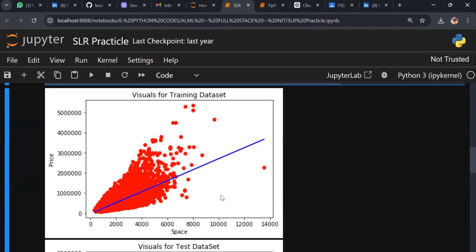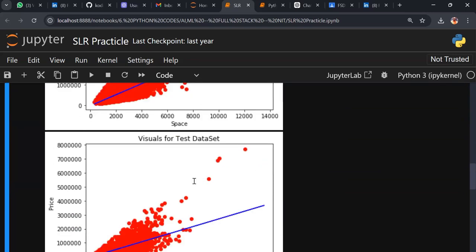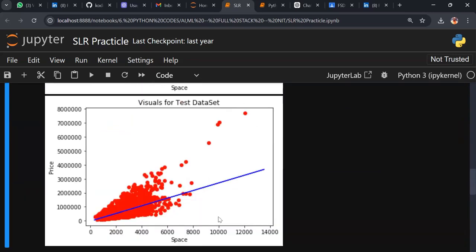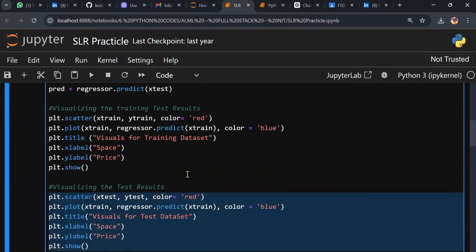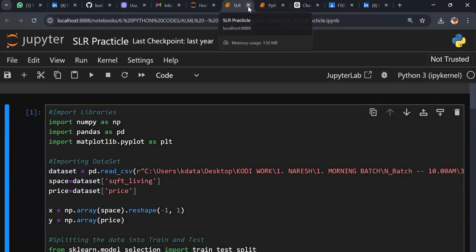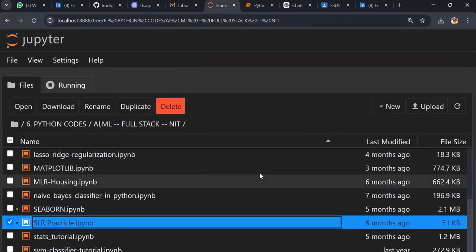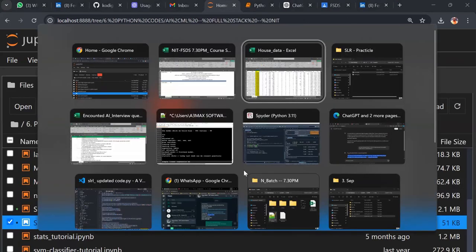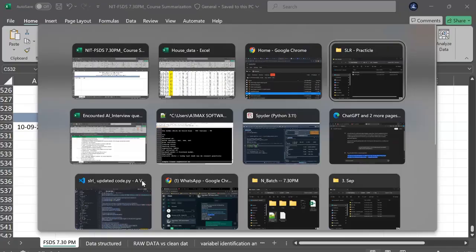Do you see this, guys? Do we see we have outliers or not? That means 1, 2, 3, 4, 5, we have outliers. This is training, testing. When the house space is high, the price is high. Guys, are you clear? Can I share this code? So dear team, we have completed the simple linear regression model.